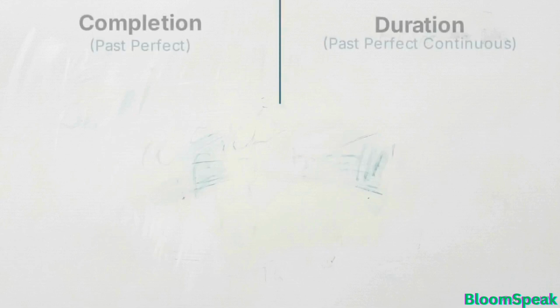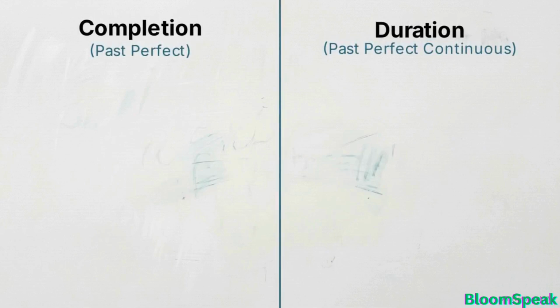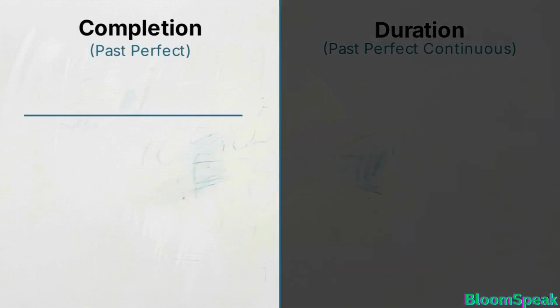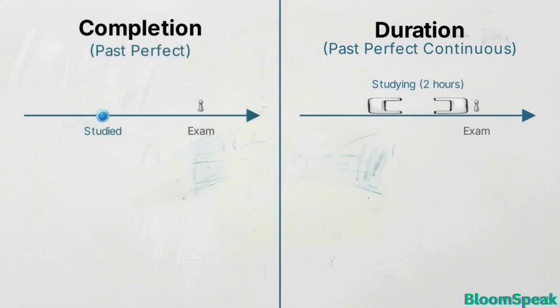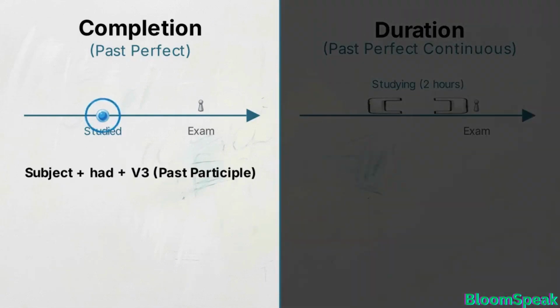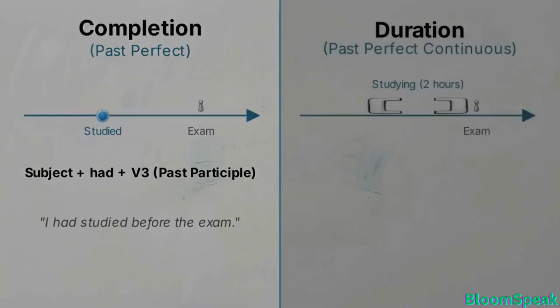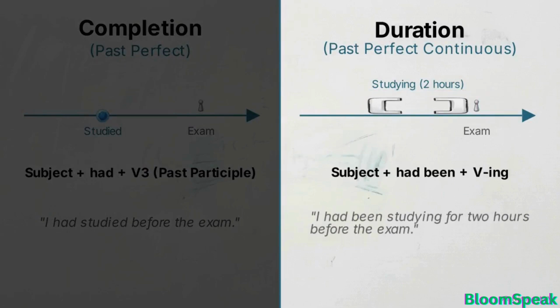This split-screen comparison gives you a binary choice. On the left, ask yourself, are you emphasizing the absolute completion of a task? Or, on the right, are you emphasizing the duration of the task? Look at how this splits a single concept. Confirming a static completed task looks like this: "I had studied before the exam." Emphasizing a 2-hour continuous grind looks like this: "I had been studying for 2 hours before the exam."